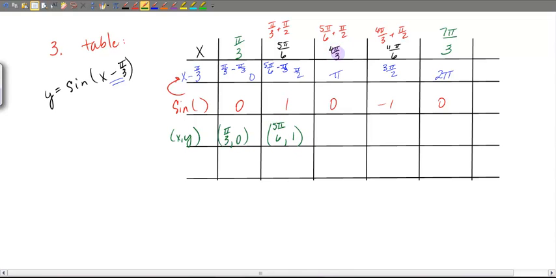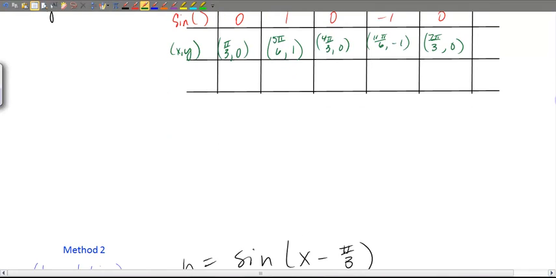4 pi over 3 and 0. 11 pi over 6 and -1. And finally 7 pi over 3 and 0. So I can come in and I can graph these 5 points right here to finish up this drawing.